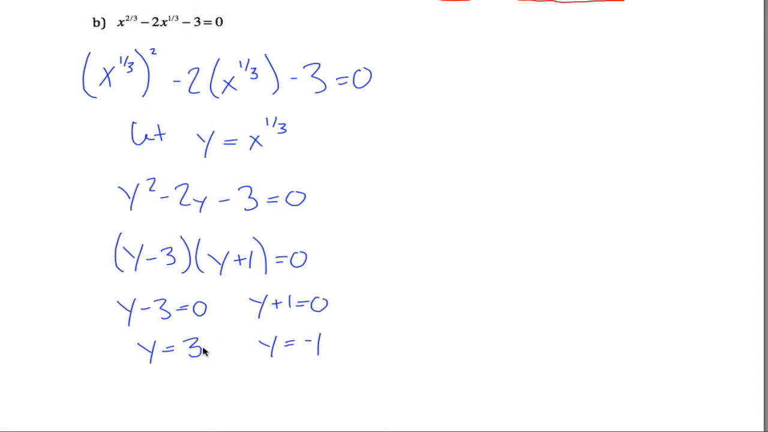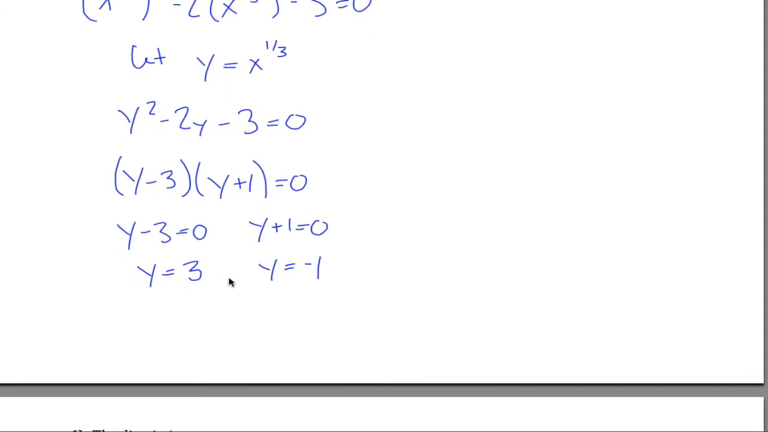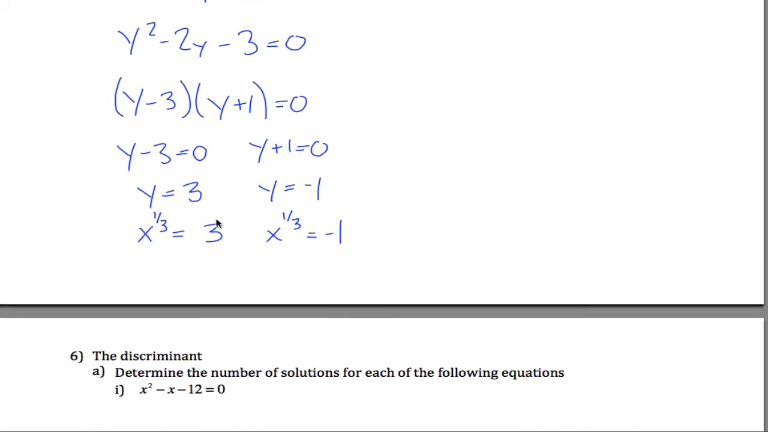Not done. Remember, y is something I just invented. I got to make up for the fact that I changed the problem from something I couldn't solve into something I can solve. So what I got to do is, instead of y equals 3 and y equals negative 1, I really have x to the 1/3 power equals 3, and x to the 1/3 power equals negative 1. To isolate x, I could cube both sides of the equation. X equals 3 cubed, in other words 27. And x equals negative 1 cubed, in other words negative 1. So for my two answers, I'd say x equals 27 and x equals negative 1.